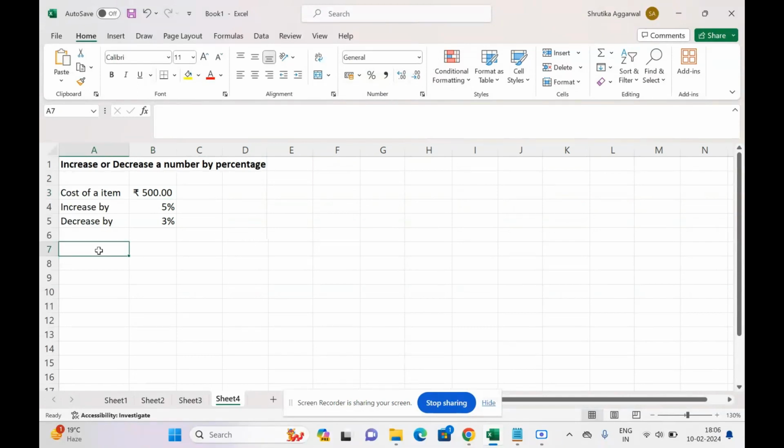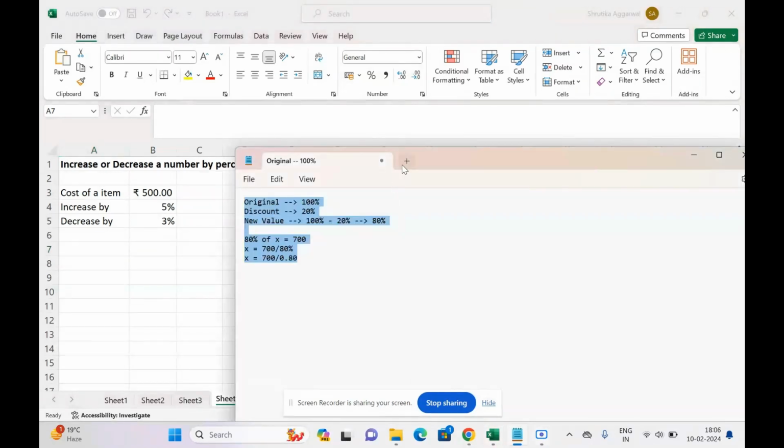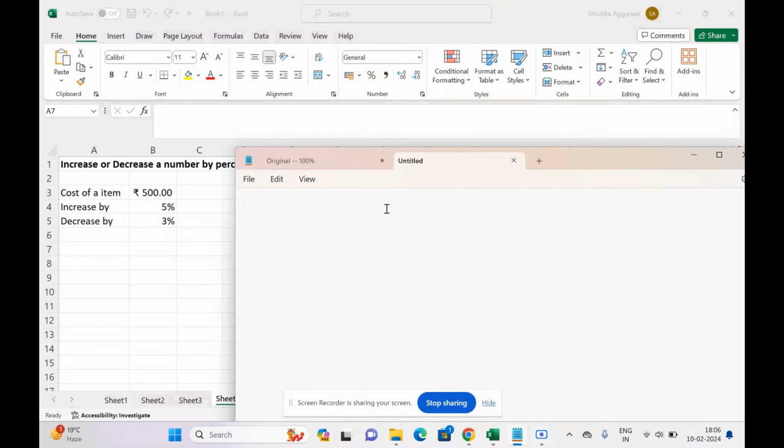In the next scenario, I have a cost of an item which is 500 rupees and I increase the cost by 5% first and then decrease the cost by 3%. I think it will be quite similar to the previous one, but I also want to show you how to decrease, so I'm doing it. I'll again go to the notepad for explanation. I have a cost which is 500. Now I want to see what the increased cost is.